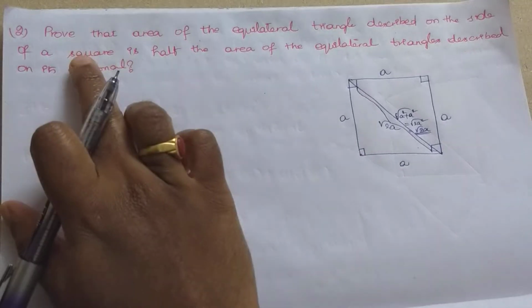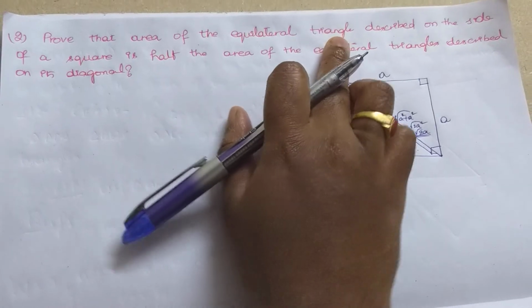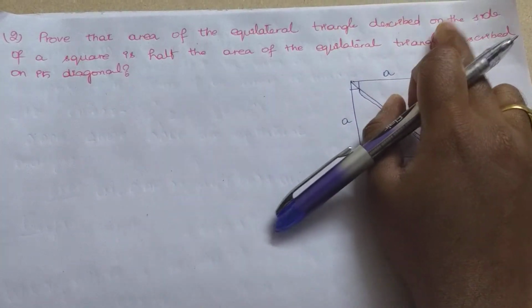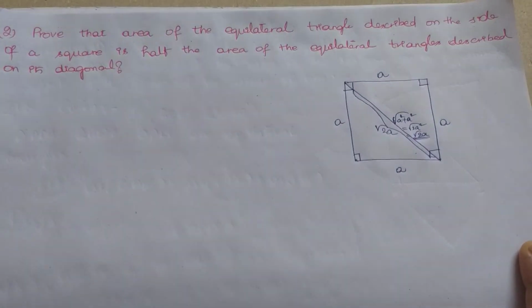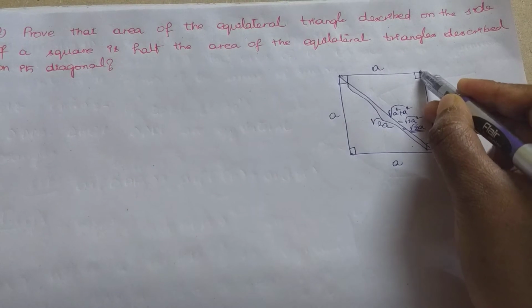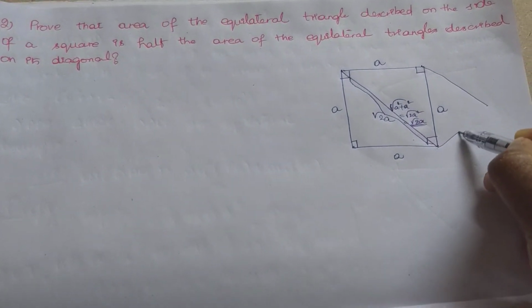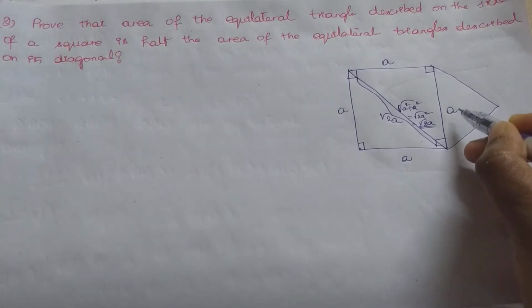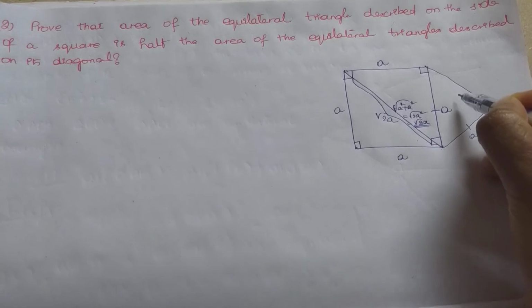Hello friends, let's solve question number 2. Prove that the area of the equilateral triangle described on the side of a square. Here, let me take any side. So here I am taking this side. They told that one equilateral triangle is constructed on one side of a square. It means if one side of an equilateral triangle is the same, then the other two sides will also be the same.